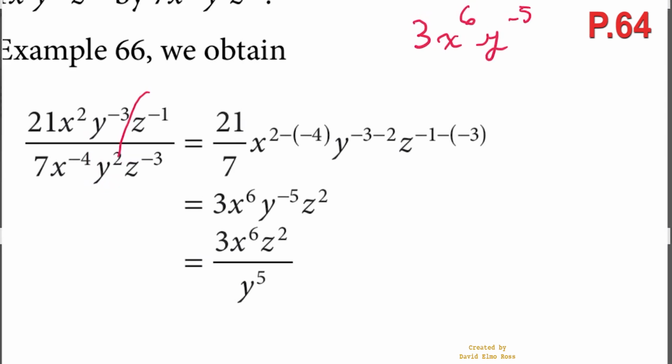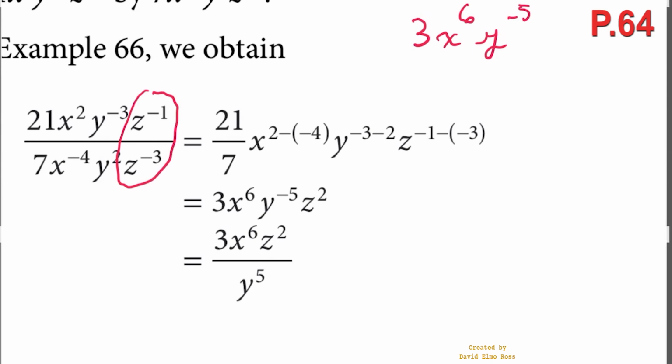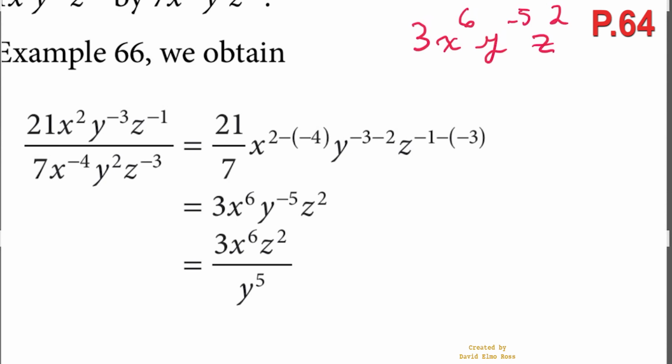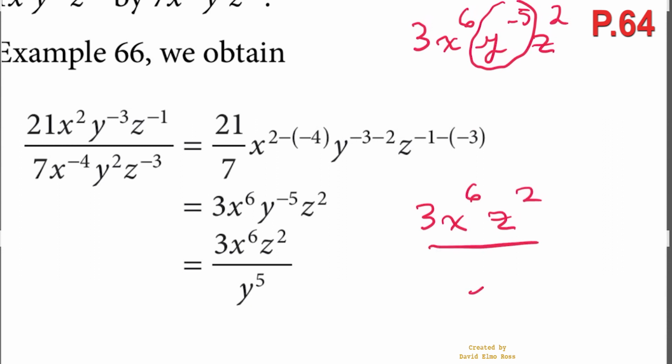And finally, we have our z term, and this is z to the minus 1 over z to the negative 3, which is going to be z to the minus 1 subtract negative 3, which is going to give us z squared. Now, the only thing left to do is to rewrite this so it is a positive exponent. And that should be 3x to the 6 z squared over y to the 5th, which is exactly what we have here.